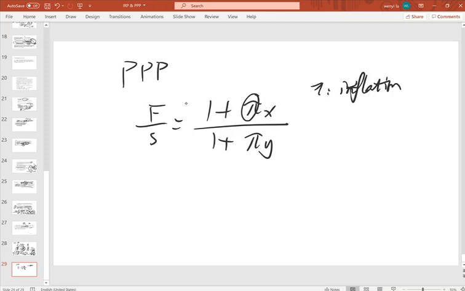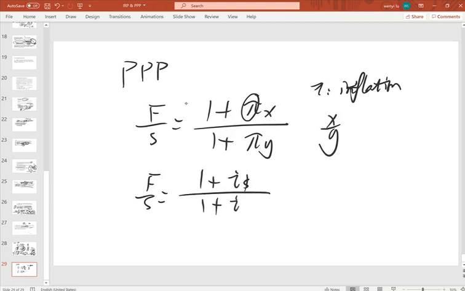right? Our exchange rate is X over Y. So you can see F over S equal to 1 plus I dollar over 1 plus I euro. So the exchange rate will be dollar to what? Euro. It's very similar, but here it's just the inflation rate, okay?